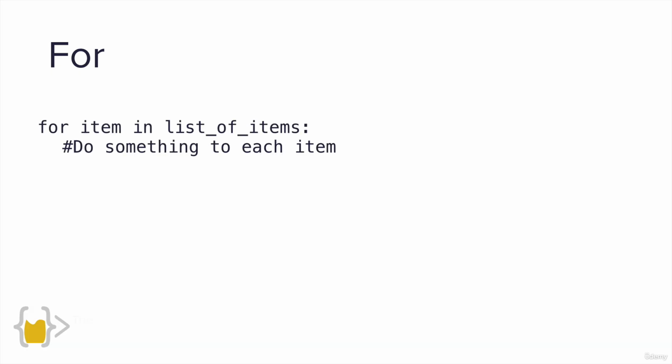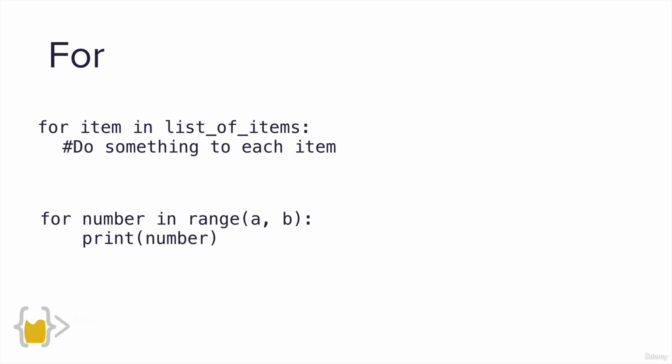Let's compare this against the for loop that we've seen before. We've seen 2 flavors of the for loop. One where we're looping through a list of items to do something with each item in the list. And the other is using a range function where we create a range between A and B, and then we use every number in that range to do something. For example, in this case, to print it out.